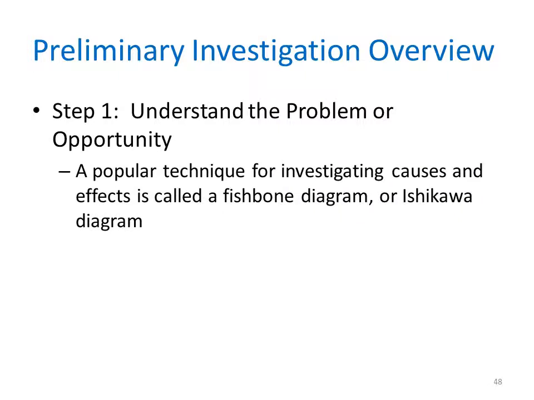For step 1, understanding the problem or opportunity, a popular technique for investigating causes and effects is called a fishbone or Ishikawa diagram. A fishbone diagram is an analysis tool that represents the possible causes of a problem as a graphical outline. When using a fishbone diagram, an analyst first states the problem, then draws the main bone with sub-bones that represent the possible causes or problems. For example, if the problem is unhappy workers, and the analyst has identified 4 areas to investigate: environment, workers, management, and machines. In each area, the analyst identifies possible causes and draws them as horizontal sub-bones.